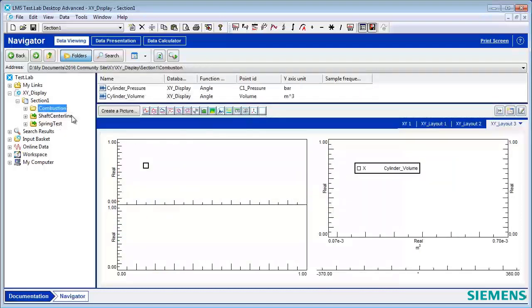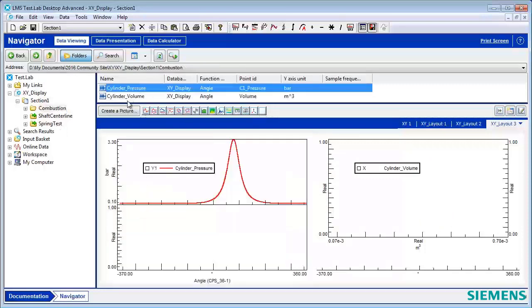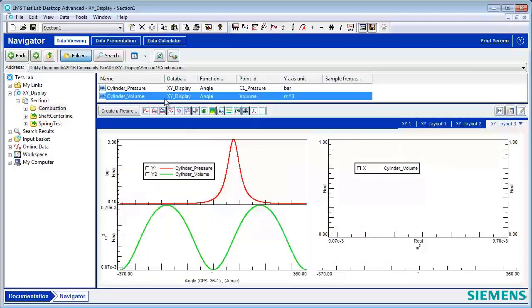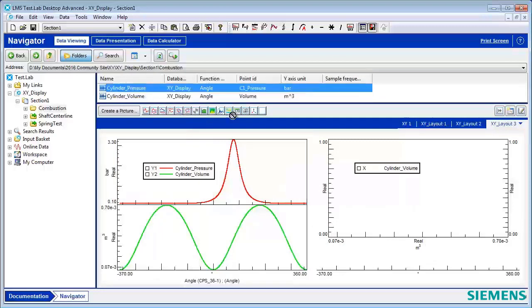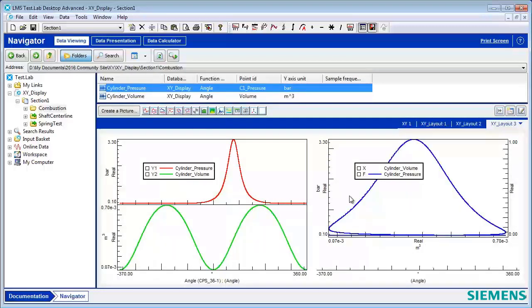Here we have a combustion set of data where we have pressure and cylinder volume. And if we plot the cylinder volume here and the pressure over here, we get a PV diagram.